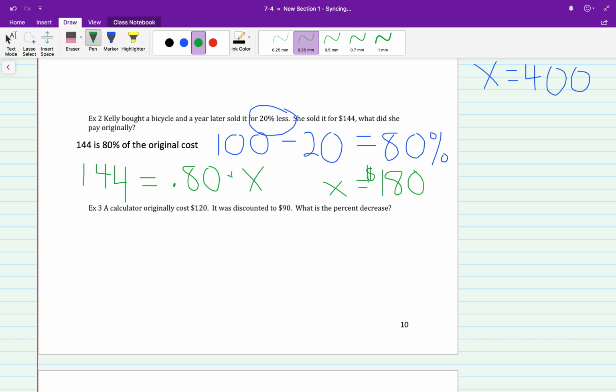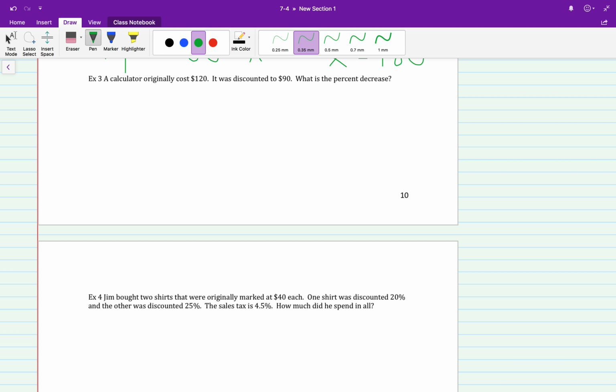This one's different because I'm looking for the percent here, and we haven't had to do that yet. So far, we've just been given the percent, asked either the is or the of as our question. So we've got a calculator that originally cost $120. It's discounted to $90. What is the percent decrease? So this decrease right here tells me that at some point I have to subtract. I'm going to be subtracting somewhere in this problem. Two different places. I'll show you both of them.